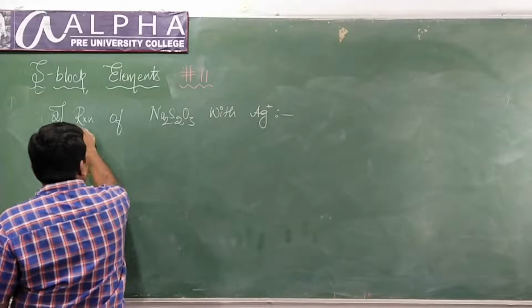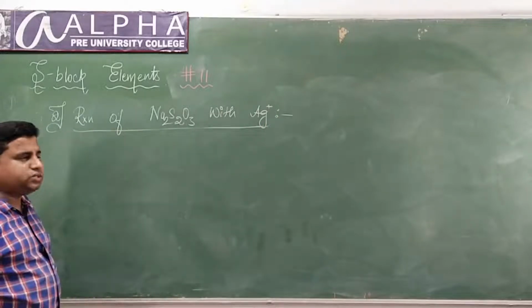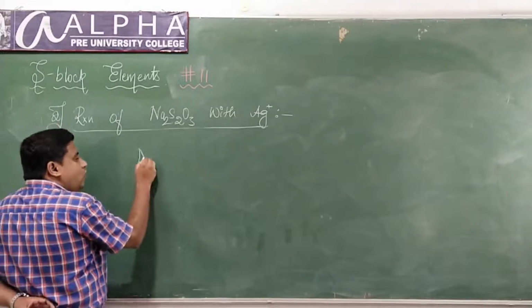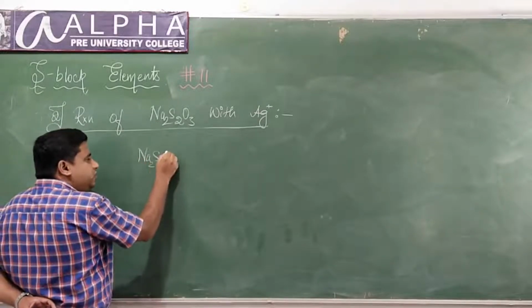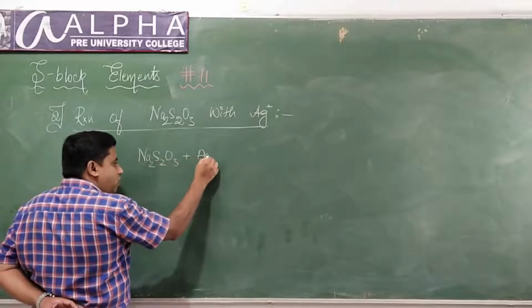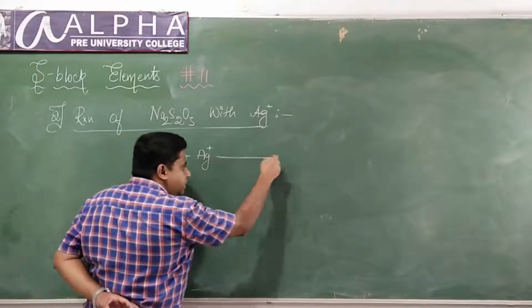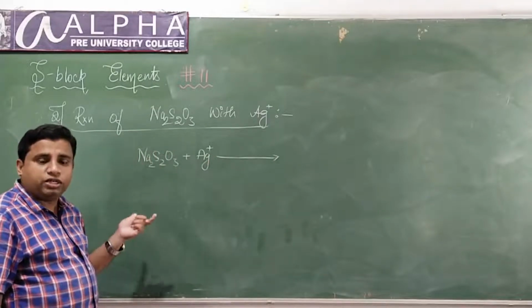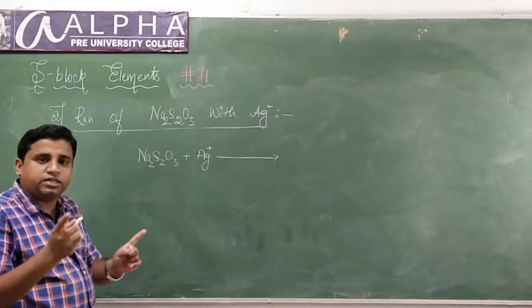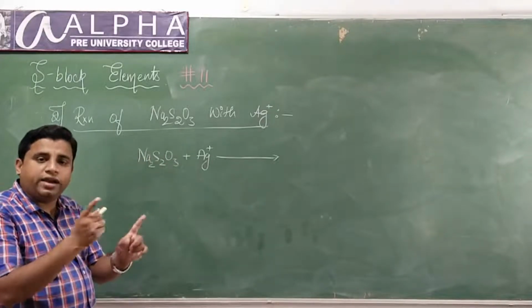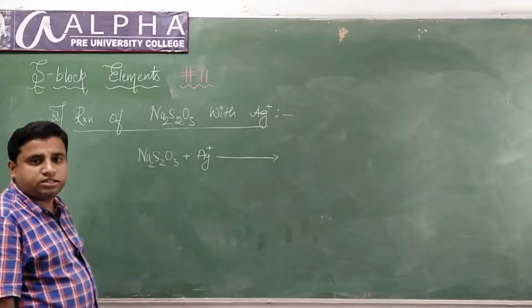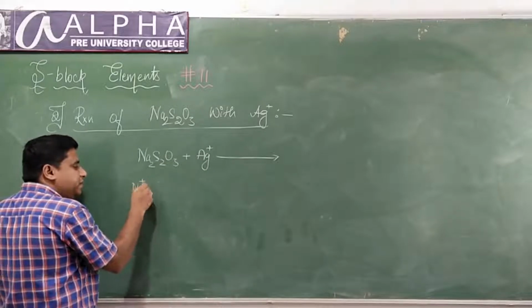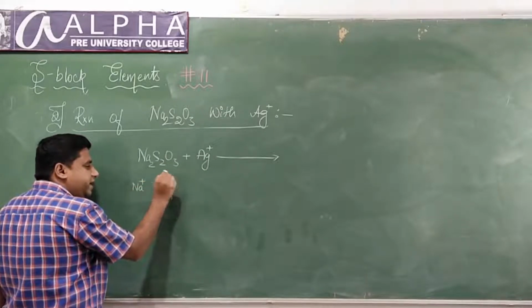Look here, it is very easy to write this reaction. What happens when sodium thiosulfate reacts with silver ion? Please remember the technique that I have told you: whenever you are writing an ionic reaction, you just interchange the ions. Say yes or no? In sodium thiosulfate, which are the ions? It is Na plus ion and S2O3 2 minus ion.